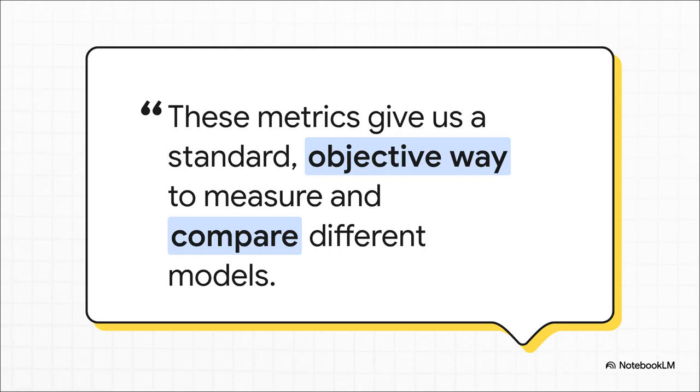So why do we have all these different numbers? Well, because accuracy by itself can sometimes be a little misleading. Recall and precision are like diagnostic tools. They help us understand the type of mistakes our model is making. Is it just missing things it should have found? That would be low recall. Or is it making confident but wrong guesses? That's low precision. These are absolutely essential tools for any data scientist.